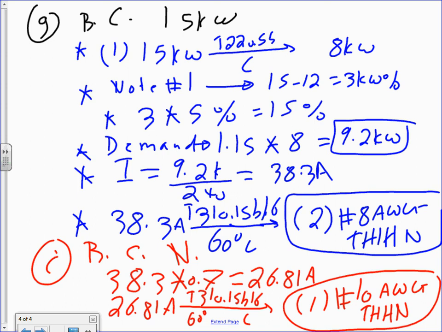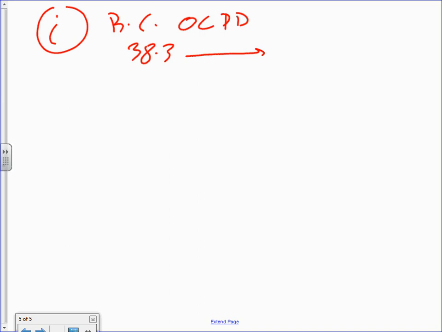The last thing, my friends, on this project is the overcurrent protection device, which is I. I is a branch circuit overcurrent protection device that will take the 38.3, take it to 240.6. That will get you a healthy 40 amp. 40 amp two pole circuit breaker. Okay, so that's for B.